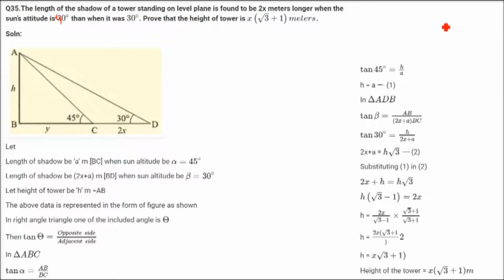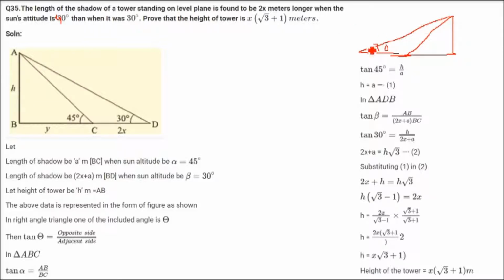So the question here is, see, first of all, this is the length of the shadow. The length of the shadow of a tower standing on a level plane is found to be 2x meter longer when it is 30 degree.